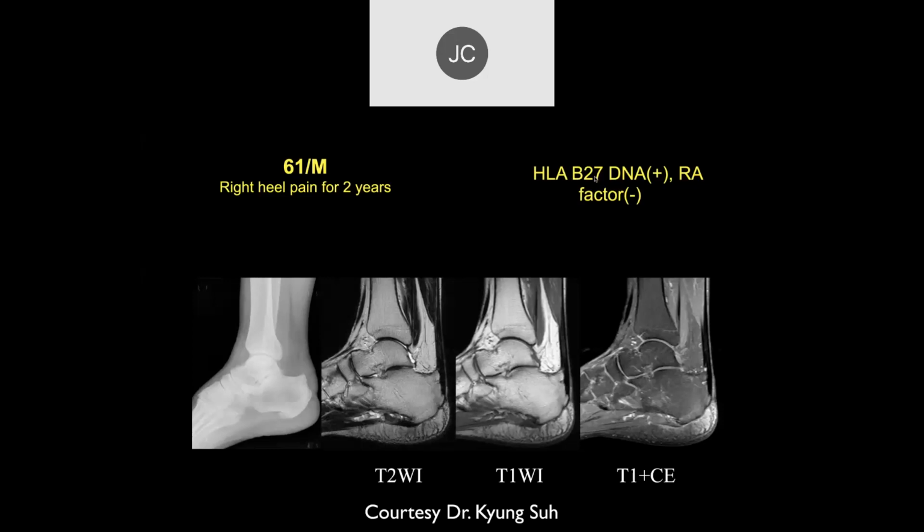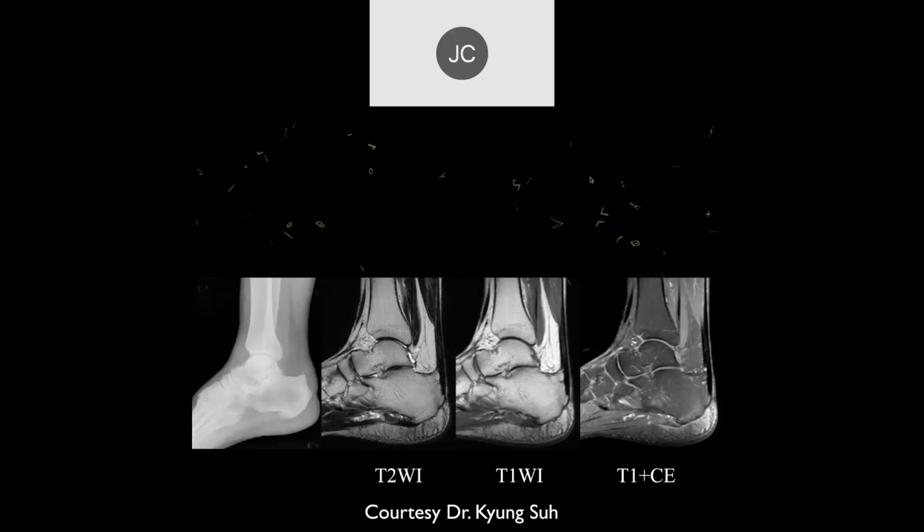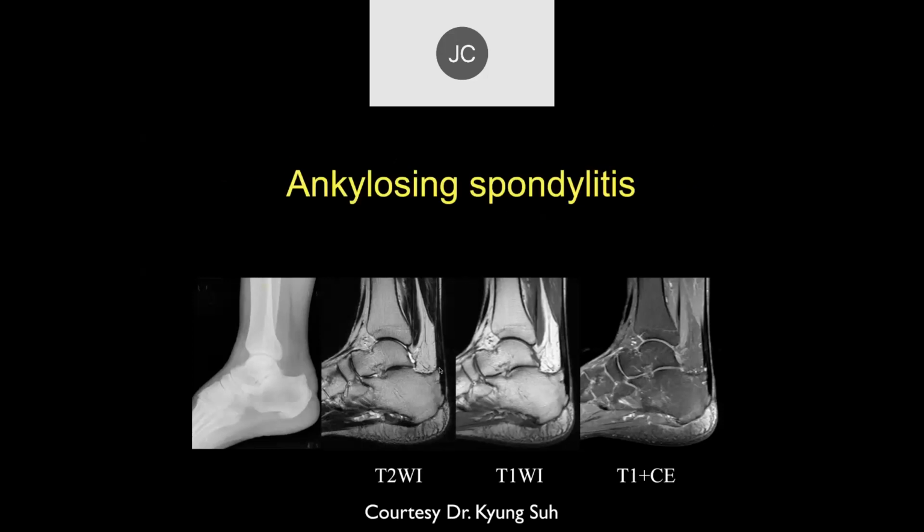rheumatoid factor negative, but was HLA-B27 positive. And this was a patient who had ankylosing spondylitis, and they can also have enthesopathy in this location, like they do everywhere else in the body in patients who have ankylosing spondylitis. And there's also a plantar spur.